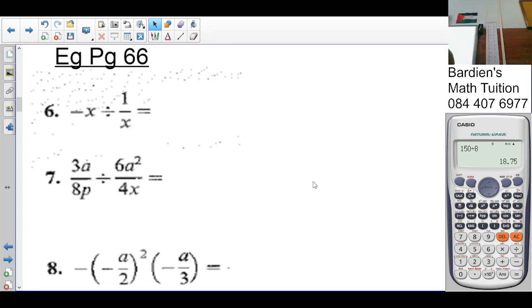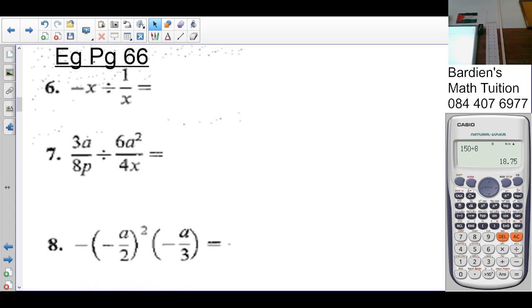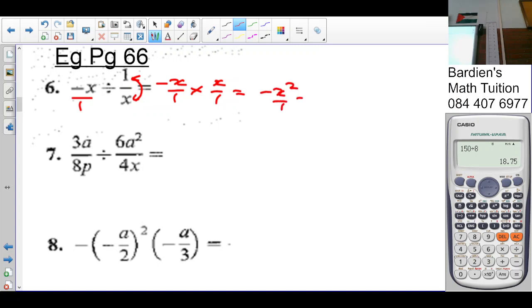What needs to be done first here? Change that to an improper fraction. So naturally that's over 1. So it's negative x over 1 multiplied by x. Negative times positive is negative, x times x is x squared, 1 times 1 is 1. Negative x squared. You all okay with that? Any confusion? Let's look at the next example.